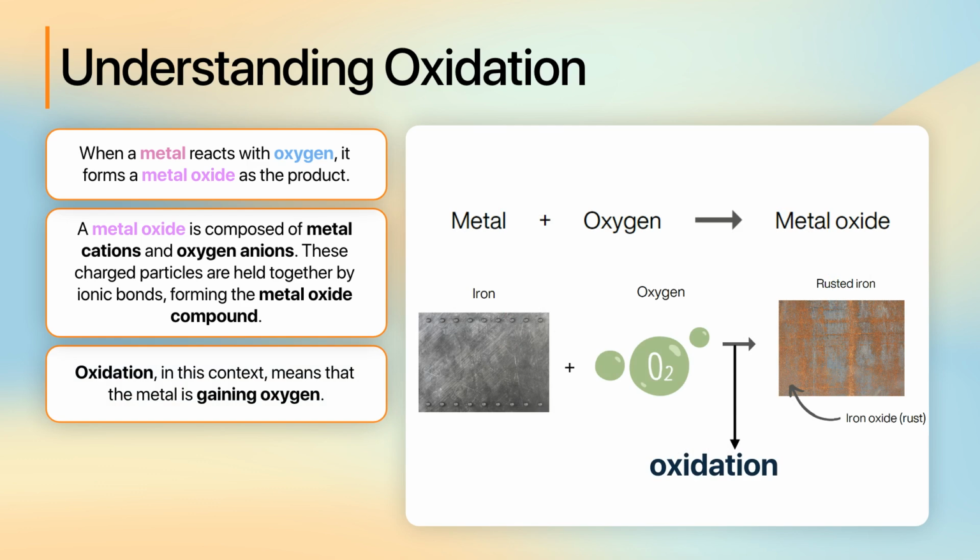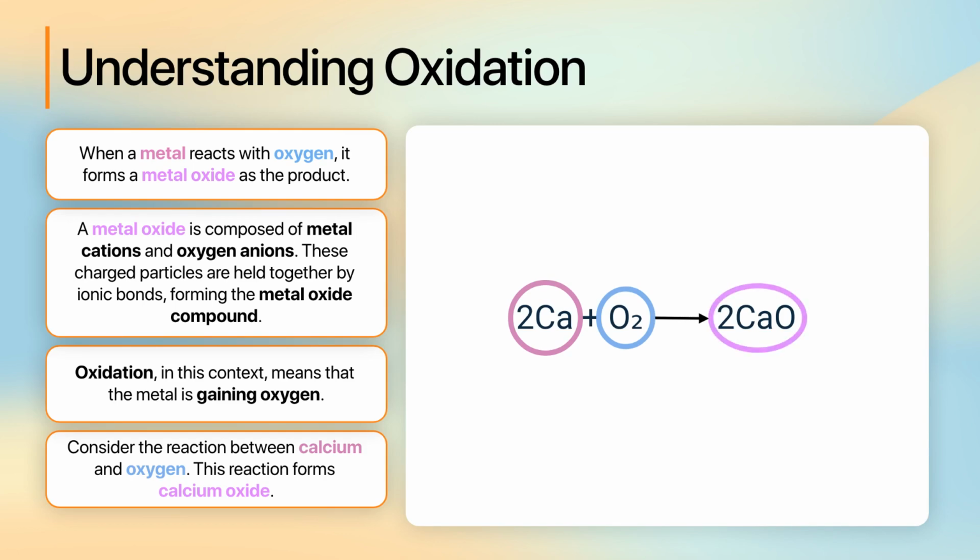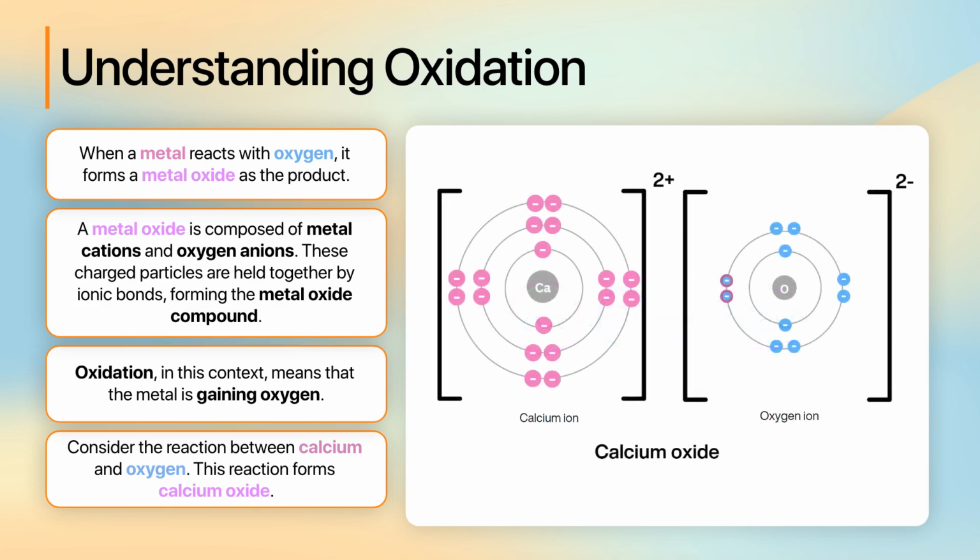Let's look at an example to make this clearer. Consider the reaction between calcium and oxygen. When calcium reacts with oxygen, it forms calcium oxide. The balanced chemical equation for this reaction is as follows: 2Ca plus O2, which becomes 2CaO. Breaking this down, we see that two atoms of calcium react with one molecule of oxygen gas to produce 2 units of calcium oxide, which looks like this.